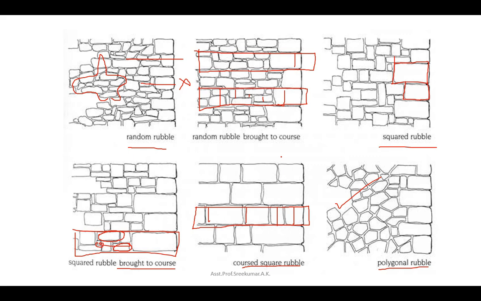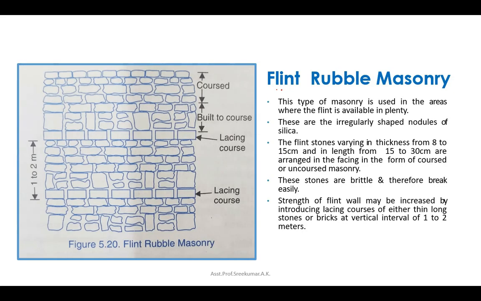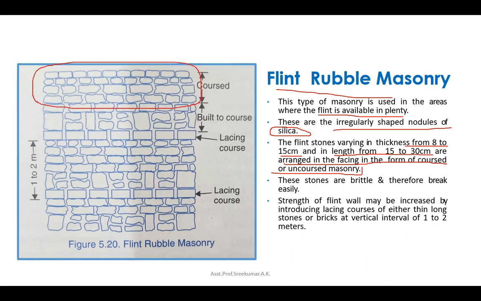So guys, we have two more rubble masonry types to be discussed. The first one is flint rubble masonry. This type of masonry is used in areas where flint stone is available in plenty. These are irregularly shaped nodules of silica. The flint stones, varying in thickness from 8 to 15 centimeters and in length from 15 to 30 centimeters, are arranged in the facing in the form of coursed or uncoursed masonry. You will find coursed and uncoursed masonry in the figure given on the screen.